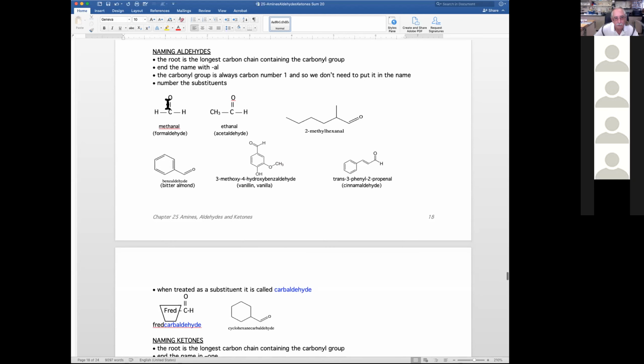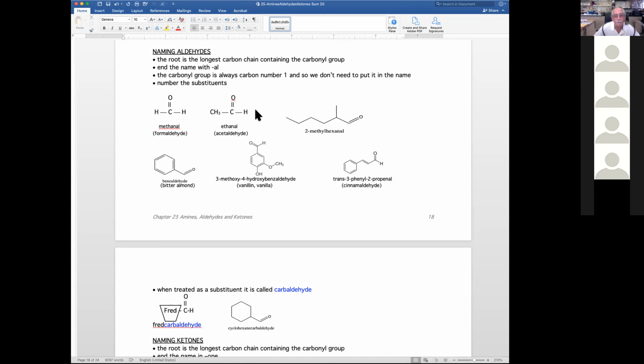So one carbon in a row, methane would become methanal. Common name is formaldehyde, quite the toxic substance. Then ethane becomes ethanal. Common name is acetaldehyde. This is what gives you the hangover after drinking ethanol, because if you recall, ethanol being a primary alcohol, if you oxidize it one step, you get the aldehyde.